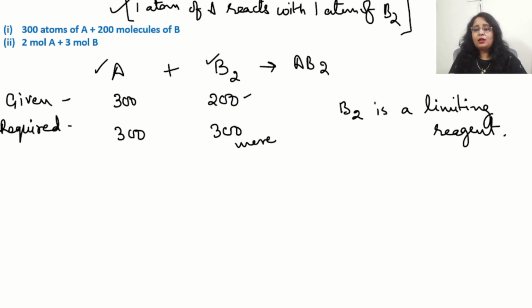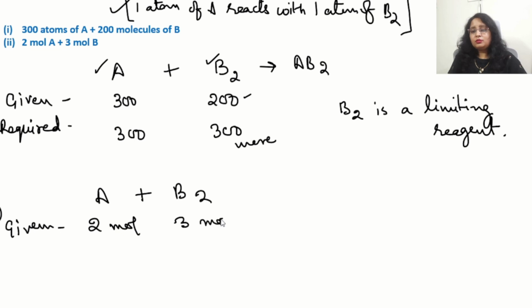Now, this is the first part, come to the second part. Again A plus B2. First we write the given quantity: 2 moles of A and 3 moles of B2. Now the required quantity.